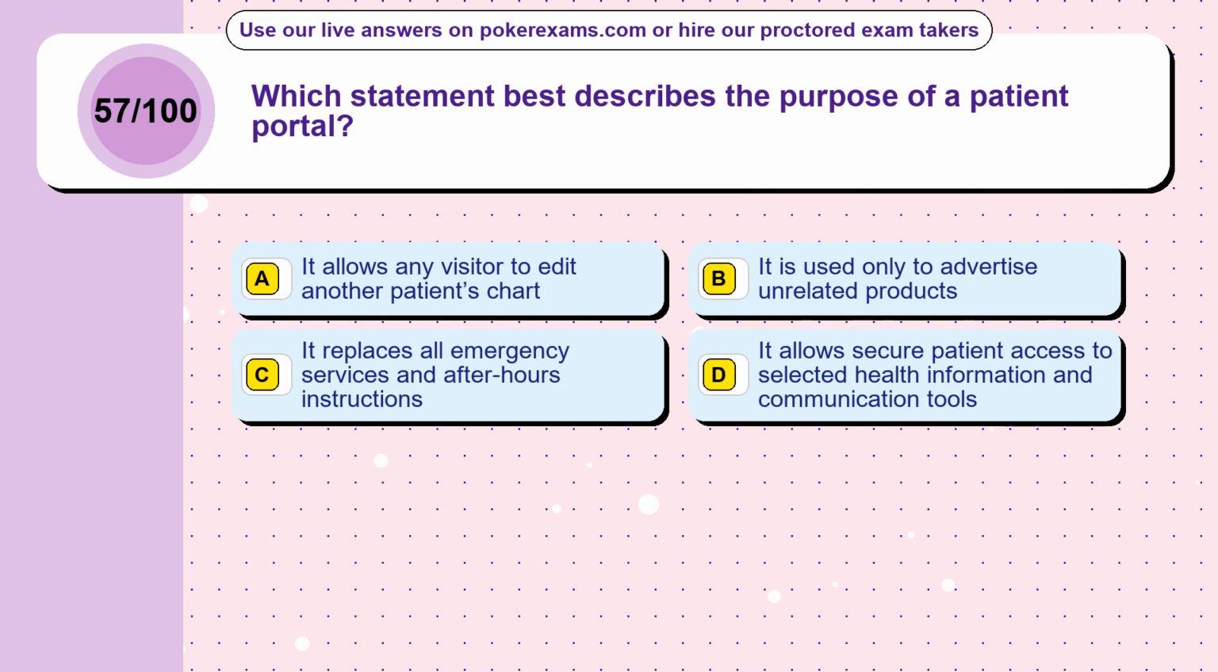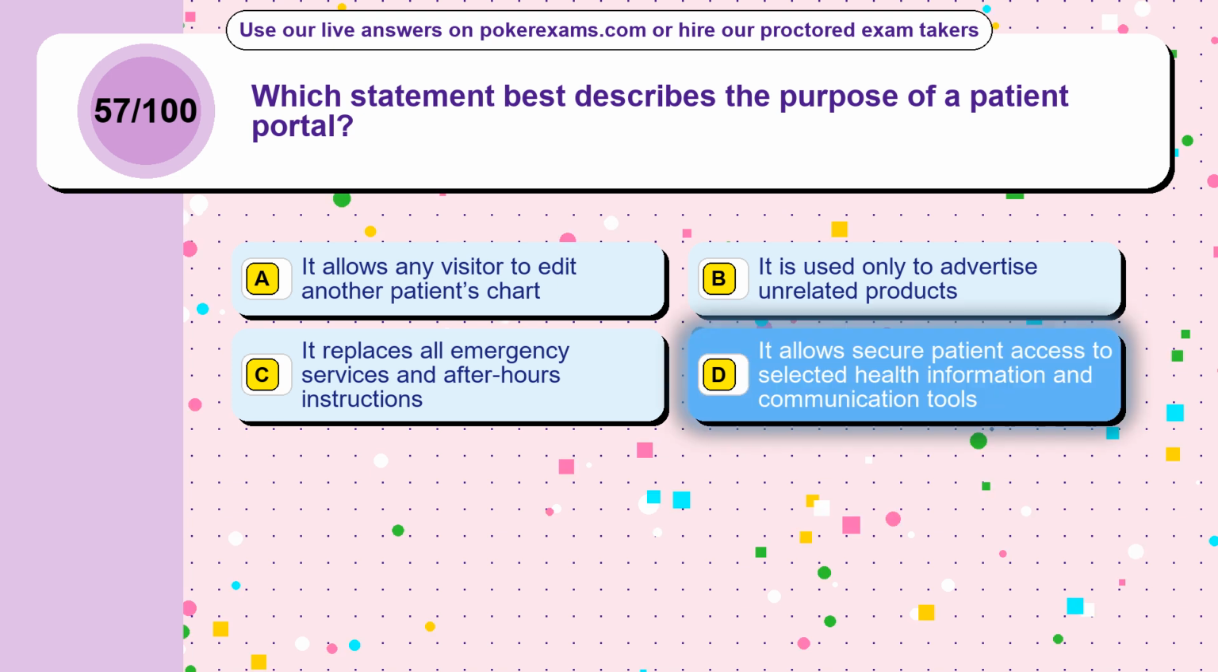Question 57. Which statement best describes the purpose of a patient portal? Option A. It allows any visitor to edit another patient's chart. Option B. It is used only to advertise unrelated products. Option C. It replaces all emergency services and after-hours instructions. Option D. It allows secure patient access to selected health information and communication tools.